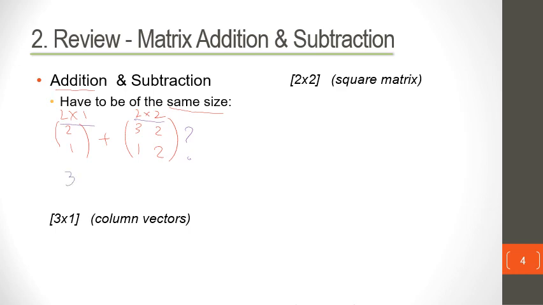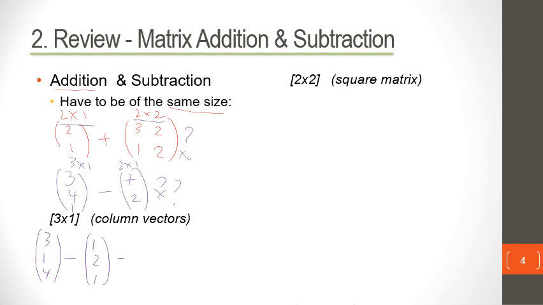Similarly, if you have a 3 by 1 minus a 2 by 1, you cannot compute this because the sizes are different. This is 3 by 1, this is 2 by 1. However, you can have two 3 by 1s and subtract them. The way you subtract is you go corresponding element to corresponding element. So this would be 3 minus 1, 1 minus 2, 4 minus 1, which means the result is 2, negative 1, 4.